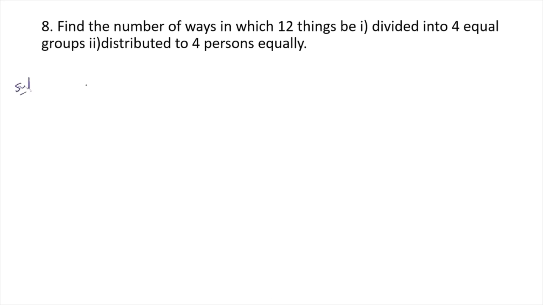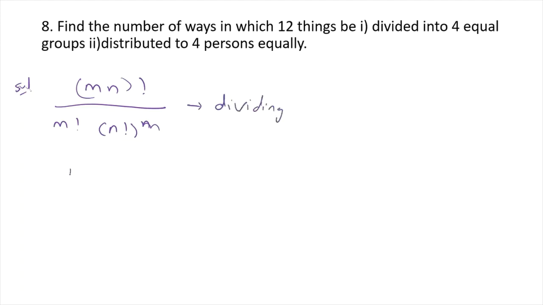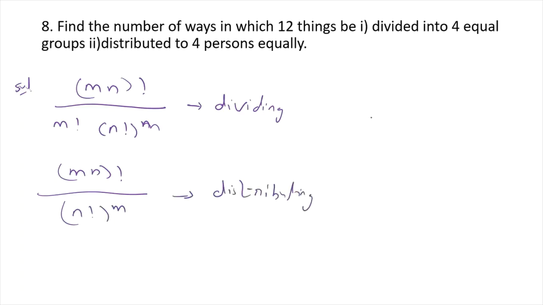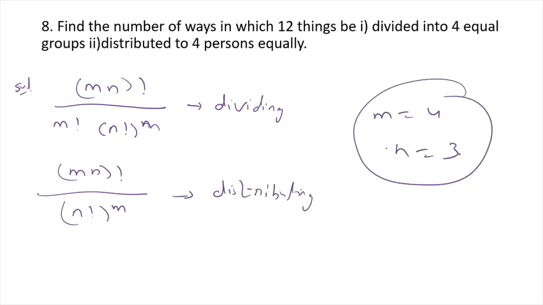Number of ways of dividing mn distinct things into m groups, each containing n elements, is going to be mn factorial upon m factorial times n factorial raised to m. These are the number of ways of dividing. Number of ways of distributing is going to be mn factorial upon n factorial raised to m. So here you have m is equal to 4 and n is equal to 3. So if you apply these two formulas, then you can answer this question easily.